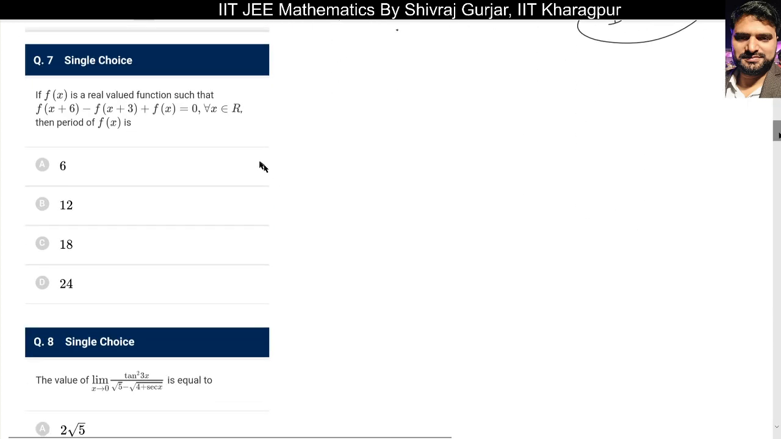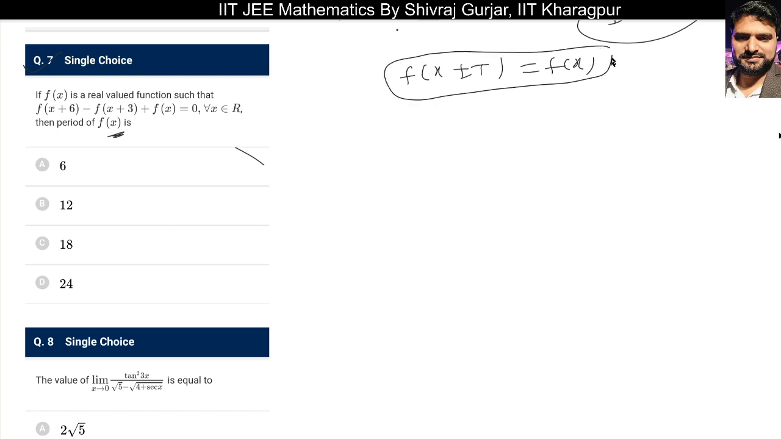So the next question is question 7. If f(x) is a real valued function such that, okay, we need the period of this function. We know that if f(x plus or minus T) equals f(x), then we say that T is the fundamental period of f(x). So basically we are going to manipulate this expression so that it results in this form: f(x plus 6) minus f(x plus 3) plus f(x) equals 0.